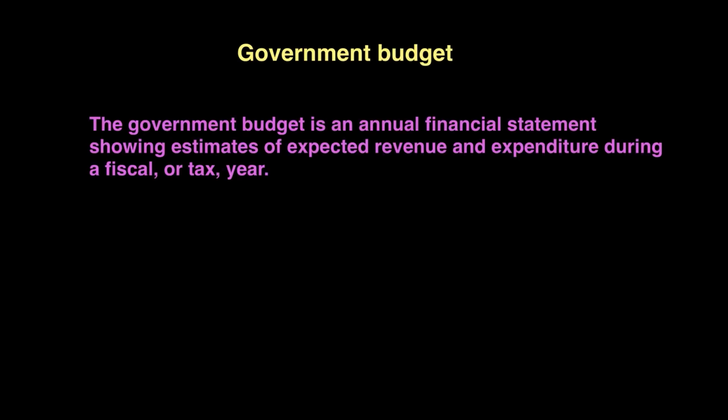When we look at government budget, it is an annual financial statement showing estimates of expected revenue and expenditure during a fiscal or tax year. When we say expected revenue, we're looking at actually tax revenue, and the tax revenue is T, while expenditure during a fiscal year is basically government spending. And if T minus G is greater than 0, we call this a budget surplus.